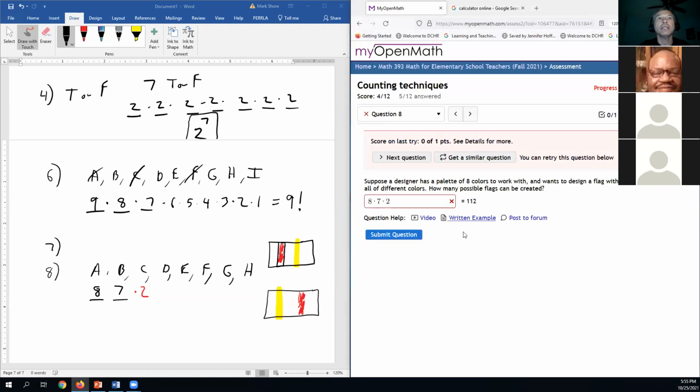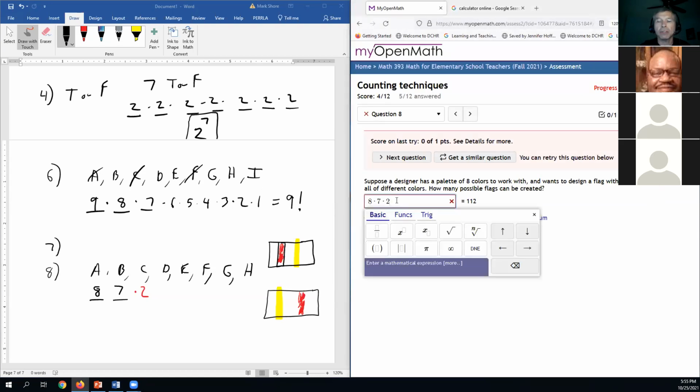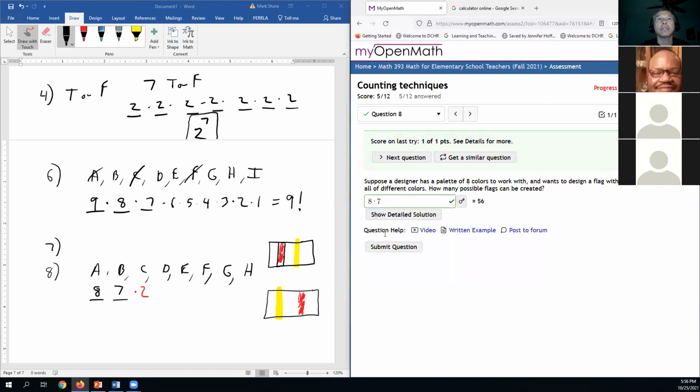I guess they're not looking at the 2 arrangements of the colors on this. I would think they would. Yeah, they're not looking at that. So 8 colors to work with and design a flag with 2 vertical stripes. I don't see why it wouldn't matter on that problem. So I'm not sure why they're not multiplying it by 2. Maybe I'm not sure of the design on this.